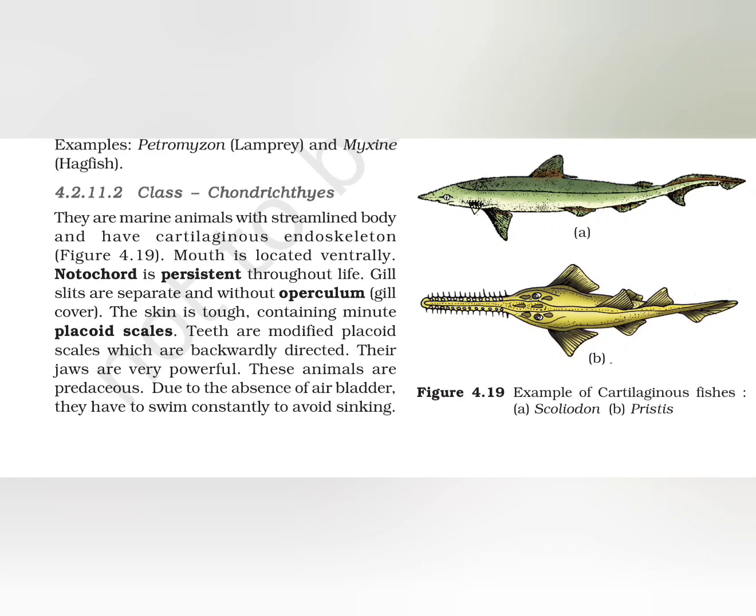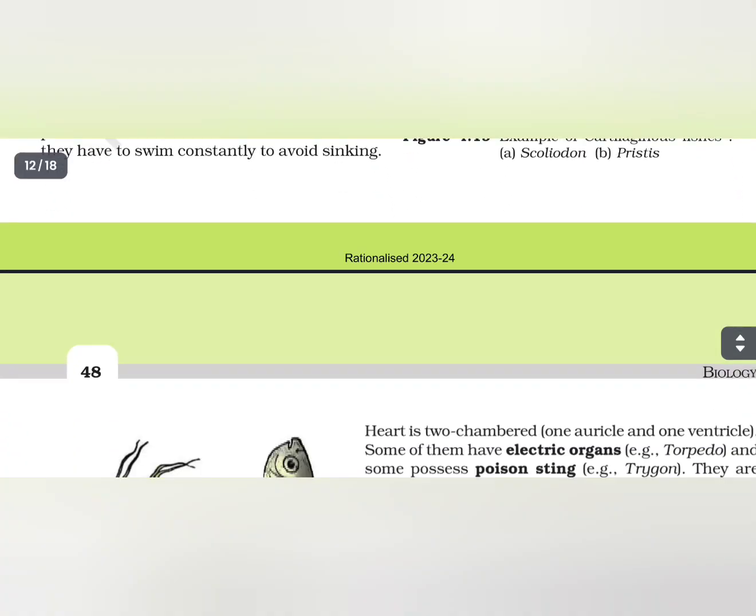Mouth is located ventrally. Notochord is persistent throughout life. Gill slits are separate and without operculum. The skin is tough, containing minute placoid scales. Teeth are modified placoid scales which are backwardly directed. Their jaws are very powerful. These animals are predaceous. Due to the absence of air bladder, they have to swim constantly to avoid sinking.